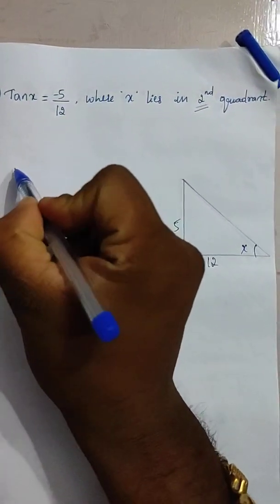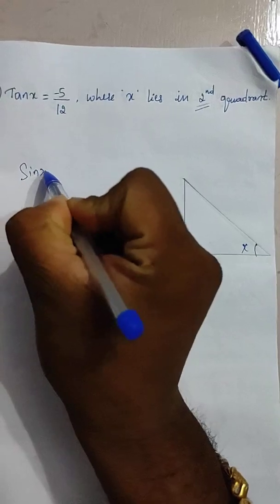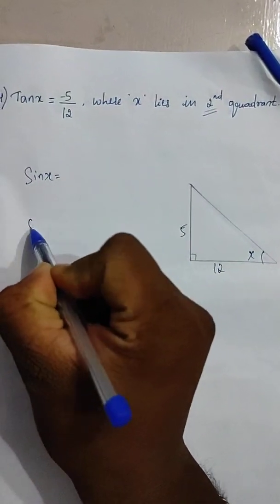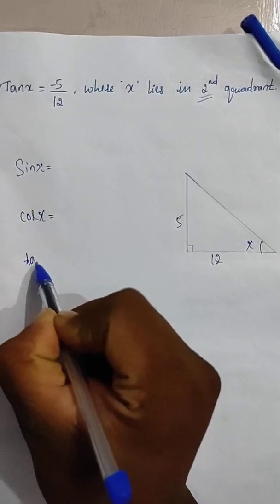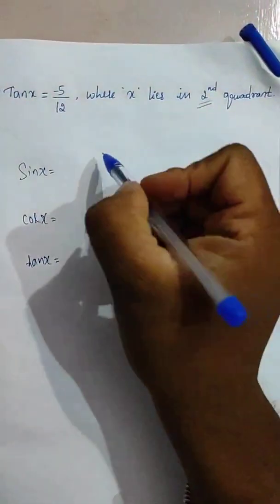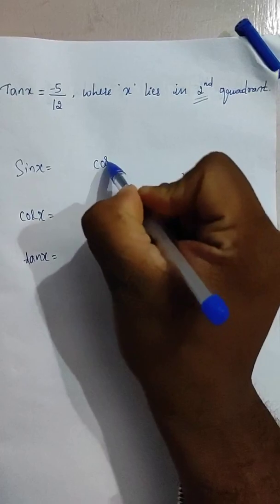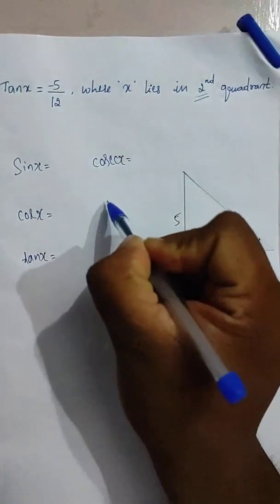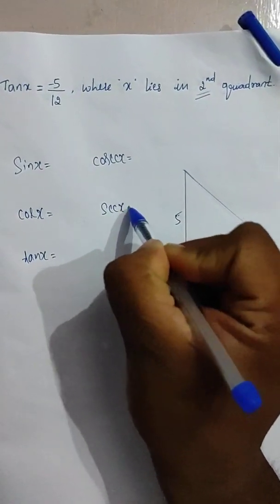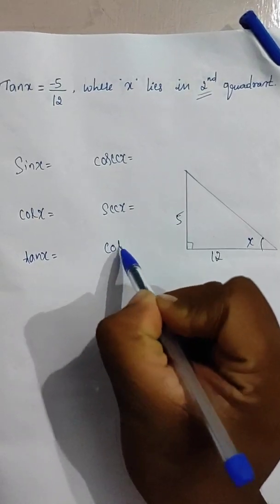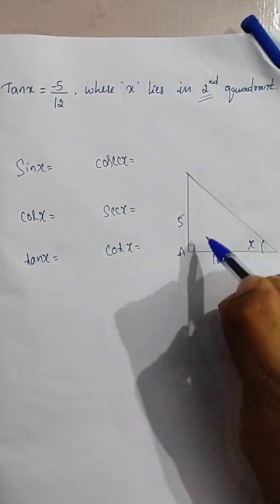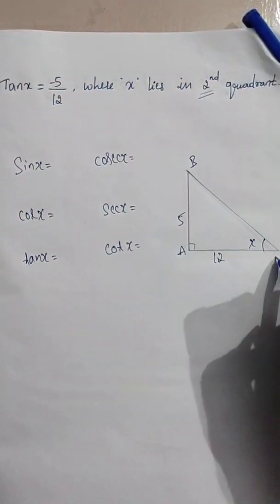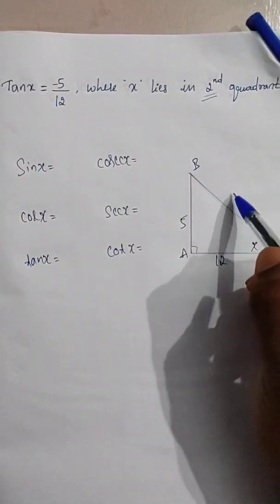We will write the ratios: sin x, cos x, tan x, cosecant x, secant x, cot x. Now let me write the sides. So you want to find the hypotenuse.